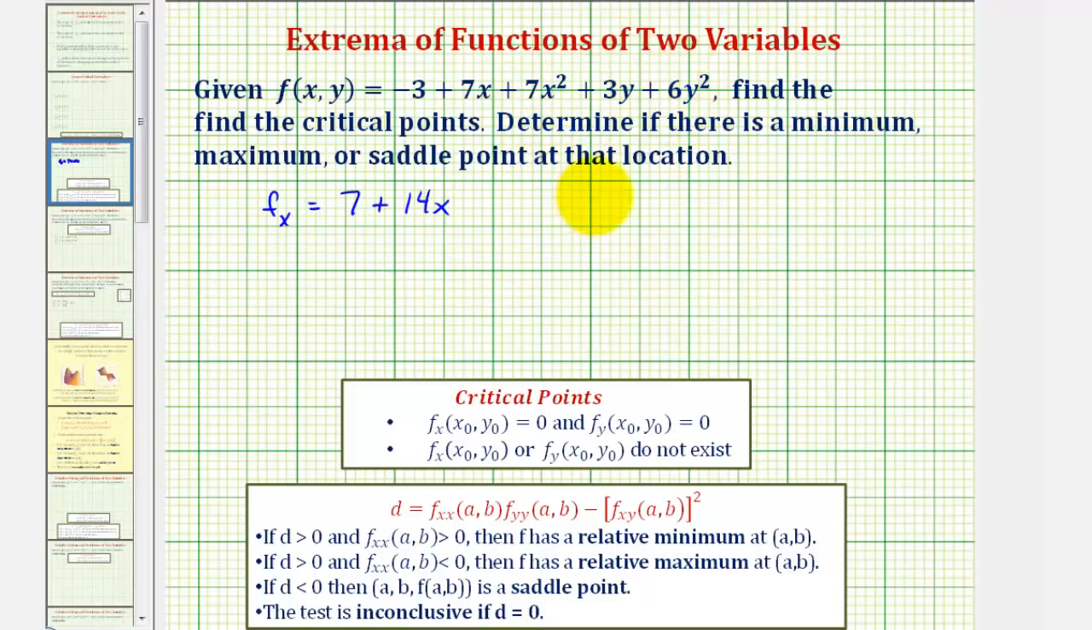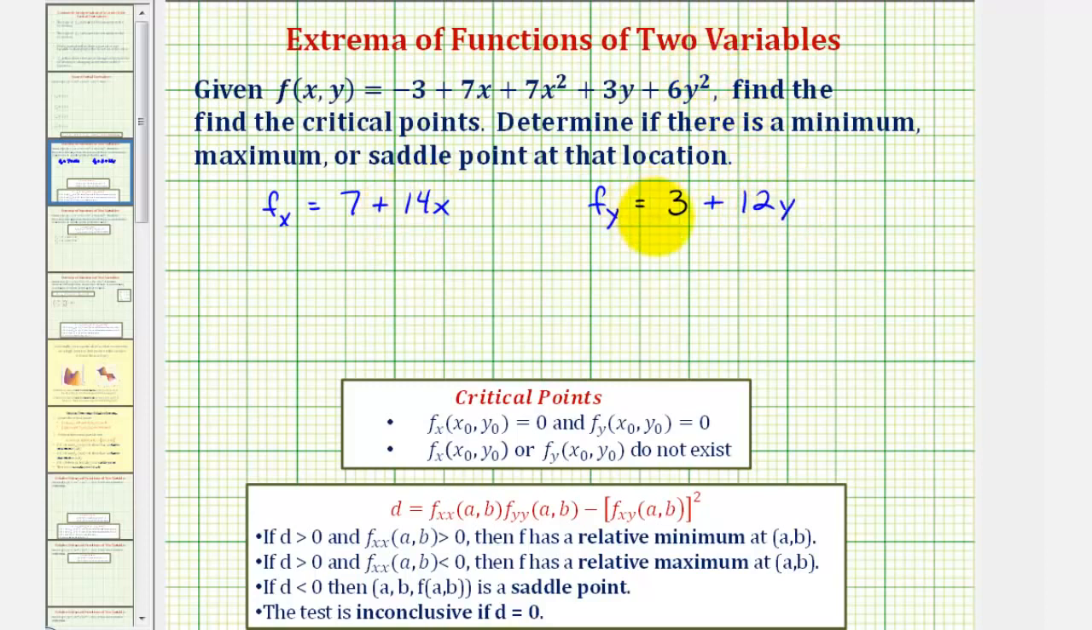So now we'll find the first partial with respect to y. So now we'll differentiate with respect to y, treating x as a constant. So the derivative of negative 3 would be 0. The derivative of 7x as well as the derivative of 7x squared would both be 0 because we're treating x as a constant. The derivative of 3y with respect to y would be 3, plus the derivative of 6y squared with respect to y would be 12y.